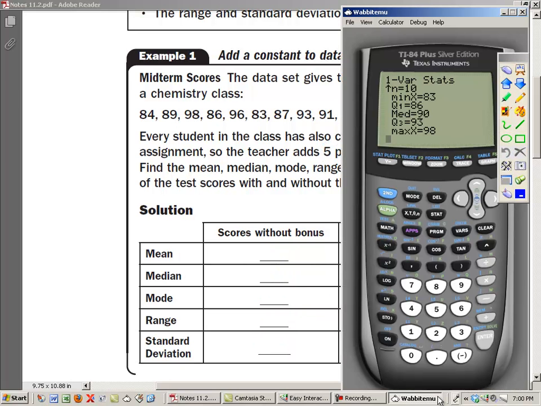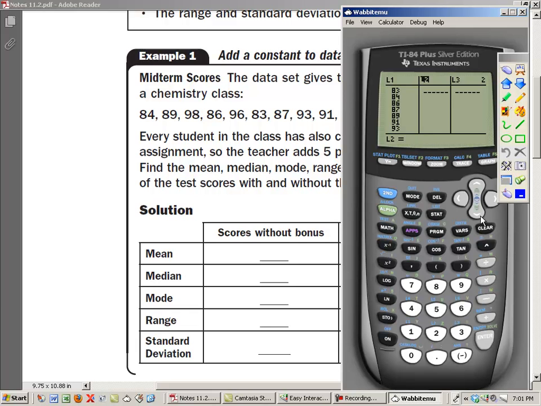All right? So if we go back over to our calculator, and I go under Stat, and I go to Edit, I want to go over to list number 2. And up here in list number 2, I'd like it to look exactly like list number 1, but I want to add 5 points to all the values in list number 1.